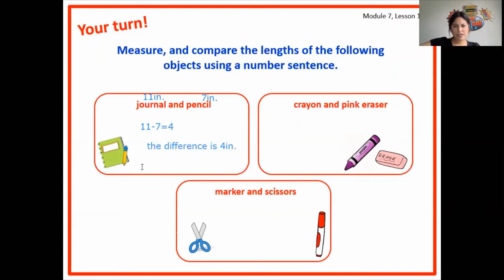So the next one was the crayon and the pink eraser. What do you think we should use? What tool of measurement should we use for this one here? What do you think? Let's use inches, because we've been using inches. So let's keep using inches. So here's my crayon. So I'm gonna start here.